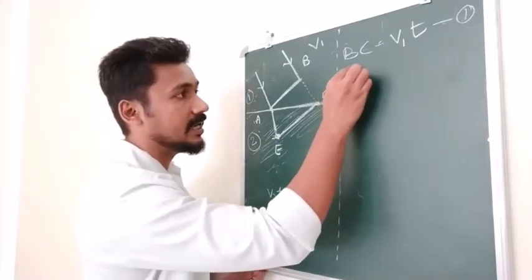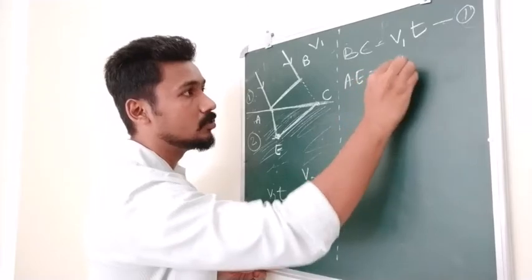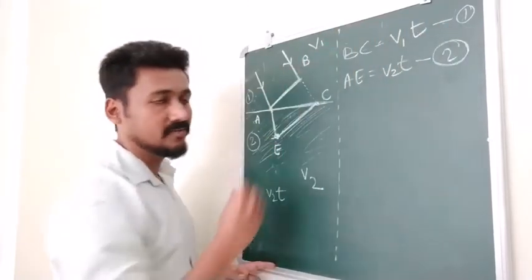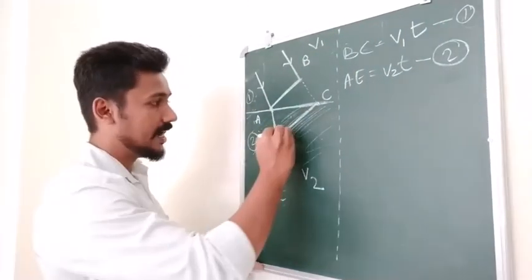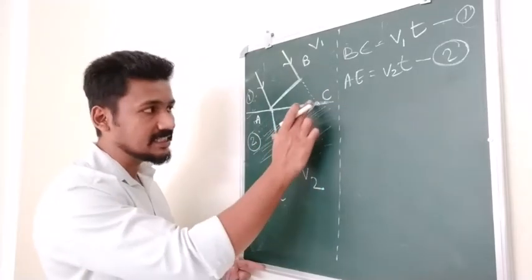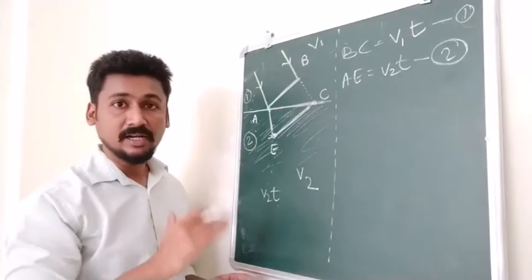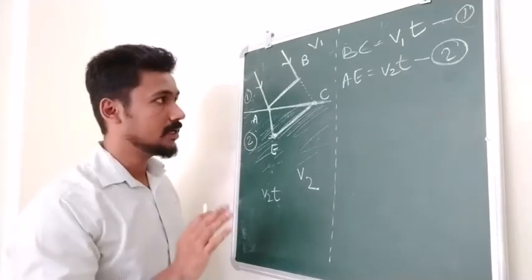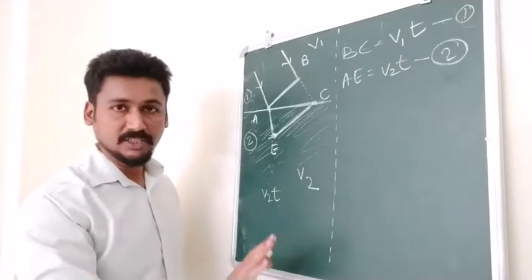So let us write it, AE equal to V2 multiplied by T. Let us call it our second equation. And then this EC, this wavefront EC, is actually our refracted wavefront. Okay, now just so that there is no confusion, here is what happened.